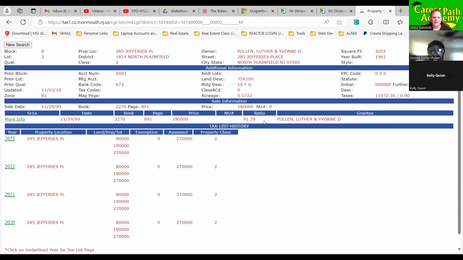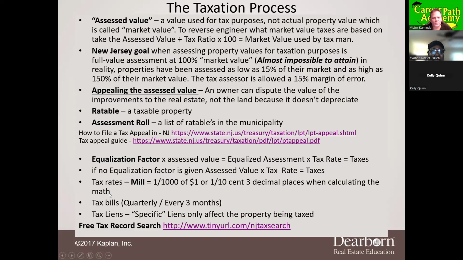Wow. So we could take $180,000, divide it by 91.39. That's wrong. What did I do here? $180,000 times, nope, that's not right. It's division. Hold on a second. Let me go back to my thing. I think it is division here. So to reverse engineer the math, what do we do? Appealing the tax value to reverse engineer: take the assessed value, divide it by the tax ratio, times it by 100.